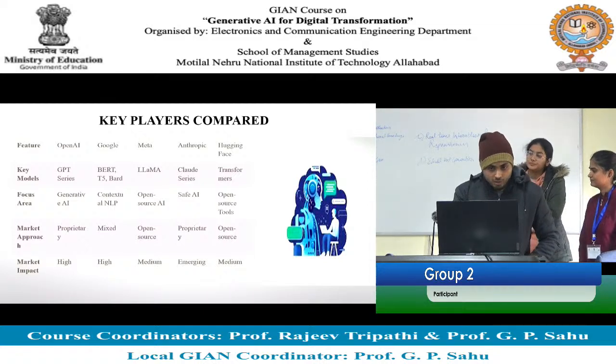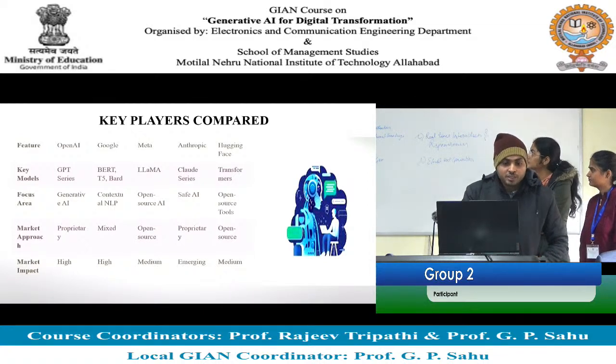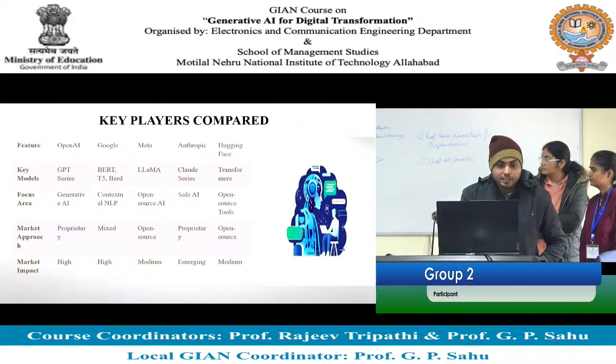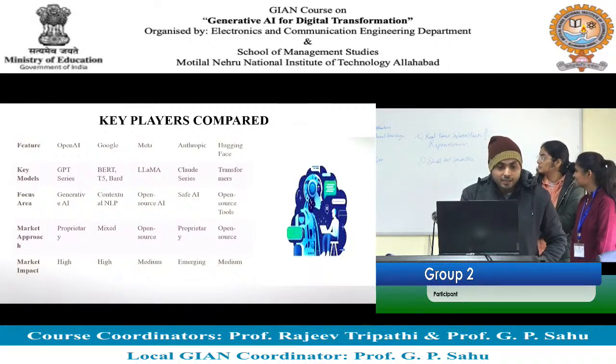Key players compared. OpenAI's key model is the GPT series, Google's is BERT, T5, and BARD, and Meta's is Llama. Meta's focus area is open-source AI, its market approach is open source, and its market impact is medium.